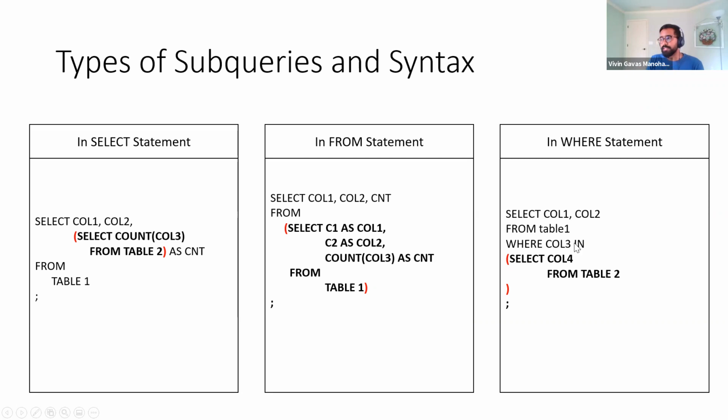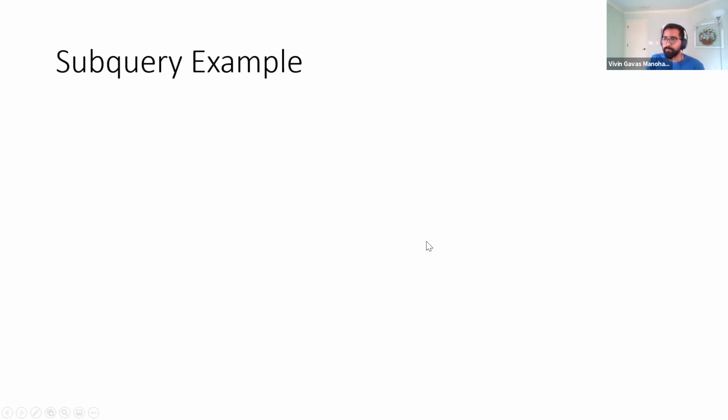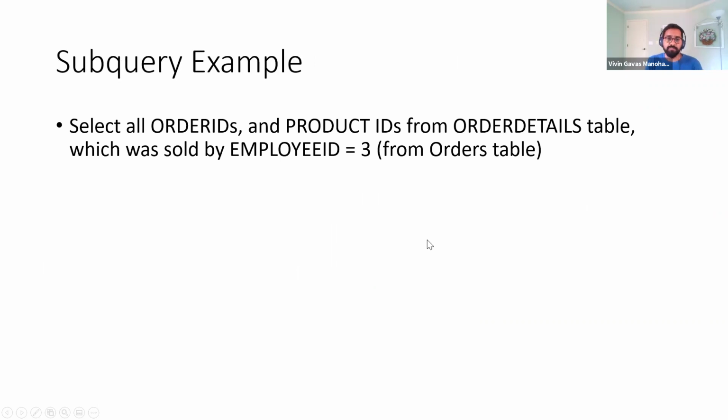Now I'll explain what this IN statement is and how this works in an example, just to make it clear. For instance, if you have a problem where we need all order IDs and product IDs from this table called order details, which were sold by employee ID 3.